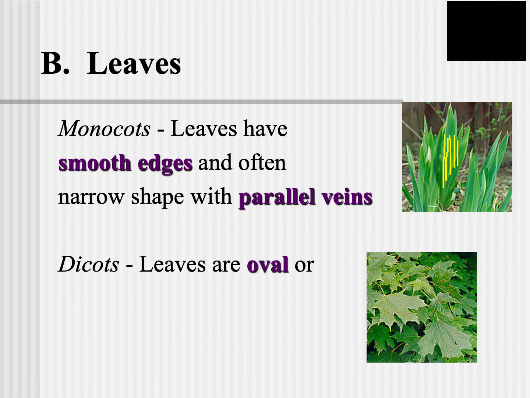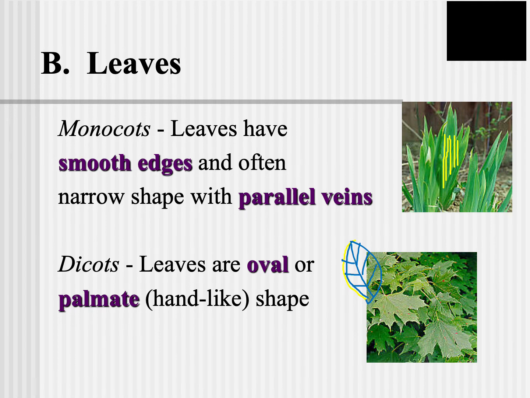In the dicots, the leaves are either oval, like this, that's how you may have drawn a leaf when you were a kid, or they are palmate, like the shape of a palm or a hand. And here in the oak leaf, you can see more of a shape like that. And the leaves are net veined, so there's usually one main vein, and the rest of the leaves come out from there.